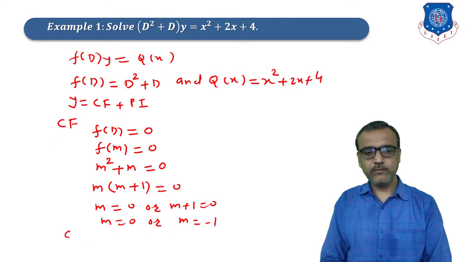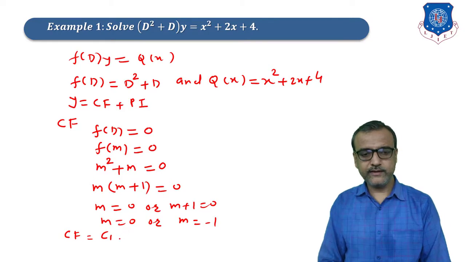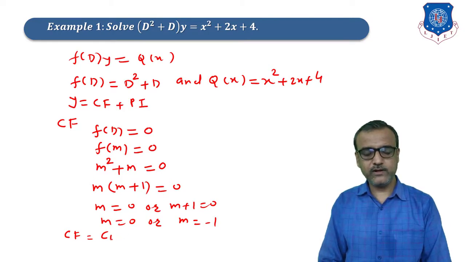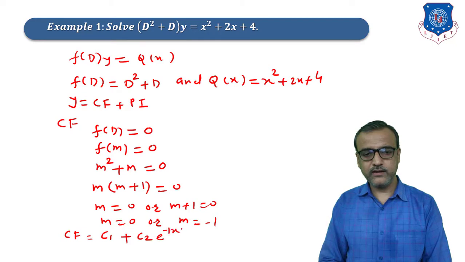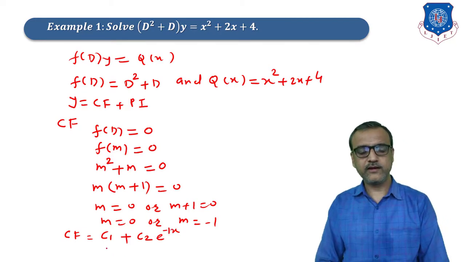So the complementary function CF is c1 e raised to 0x, and e raised to 0x is 1, and if you multiply 1 by c1 you will get c1, plus c2, and the value of m is minus 1, so we will write e raised to minus 1x. So this is the required CF.